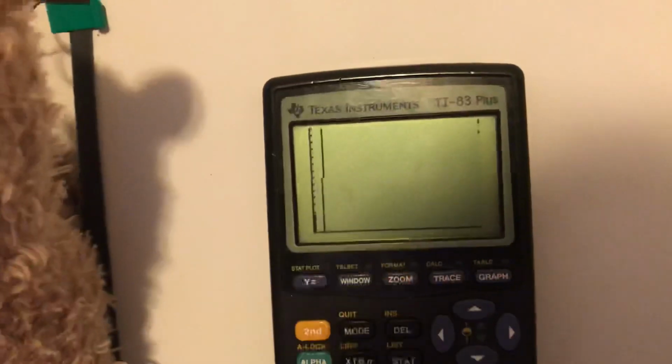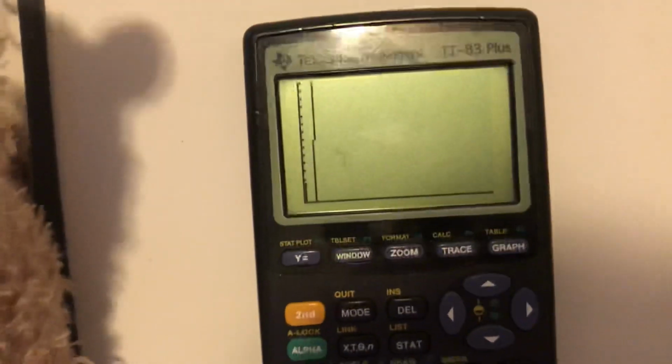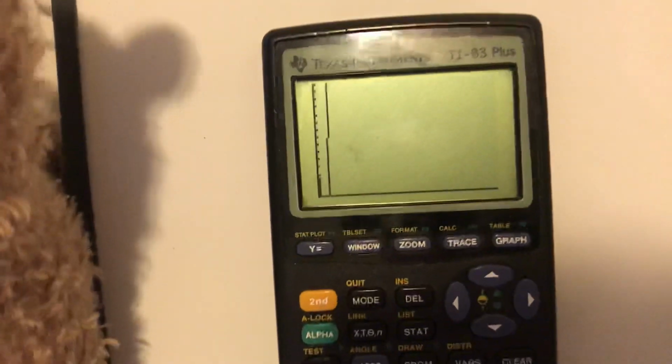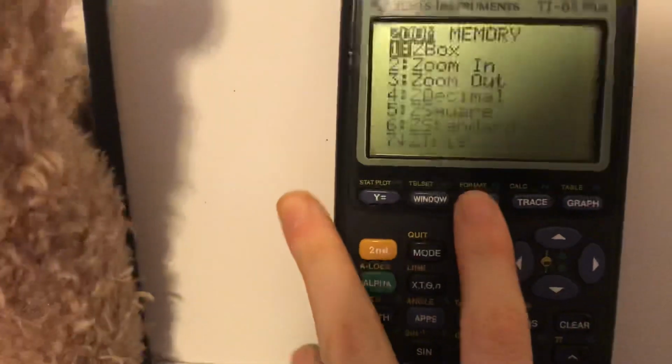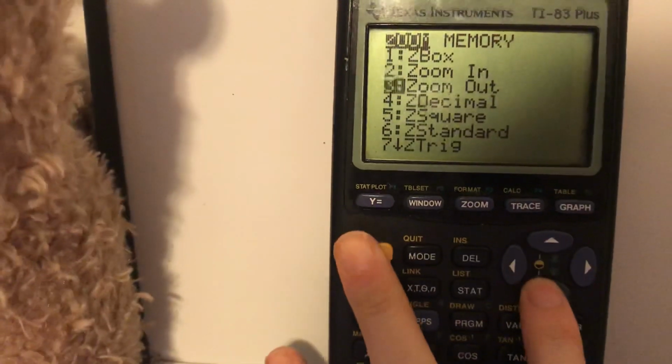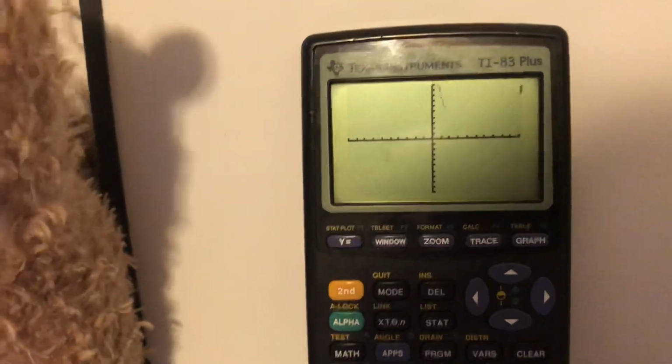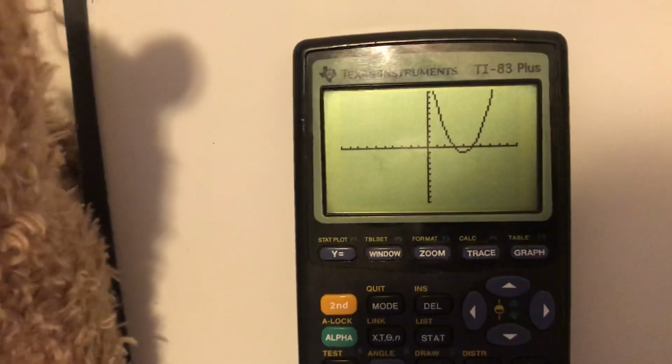If you're interested, you can obviously hit graph, and I already know I have a quadratic. It should be a U shape. I don't see a U there. So if I go to zoom and then scroll down to standard, I get more of what I should be seeing there.